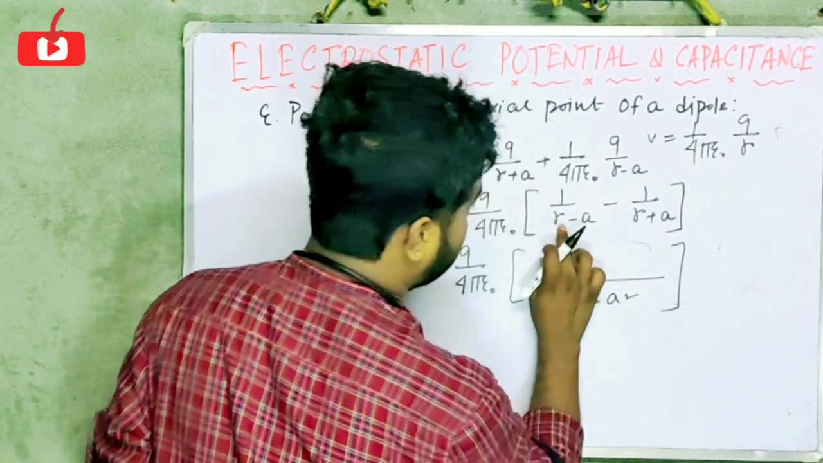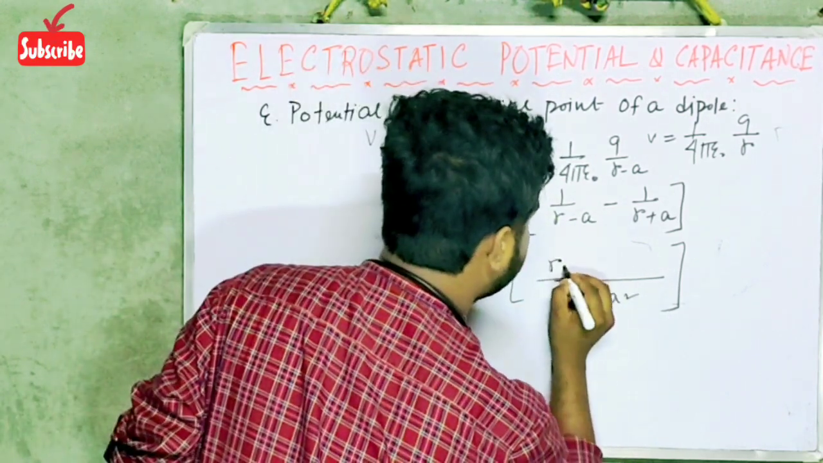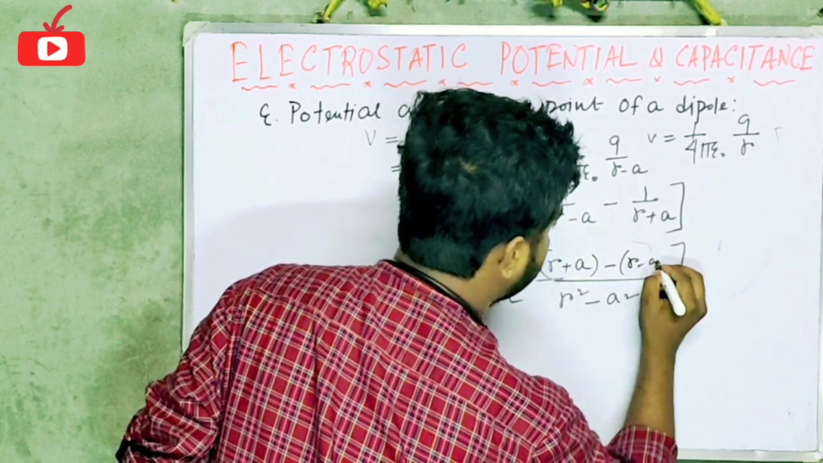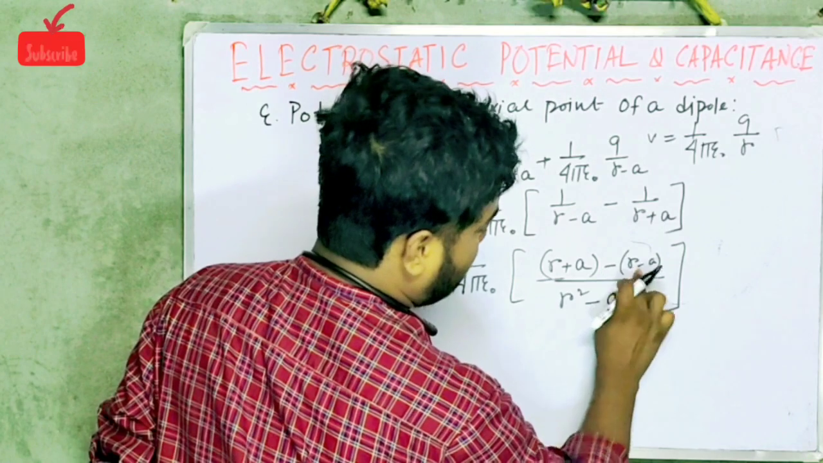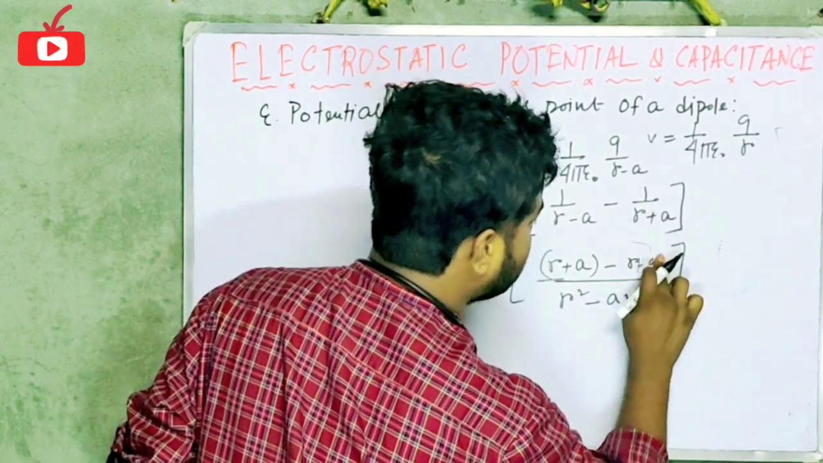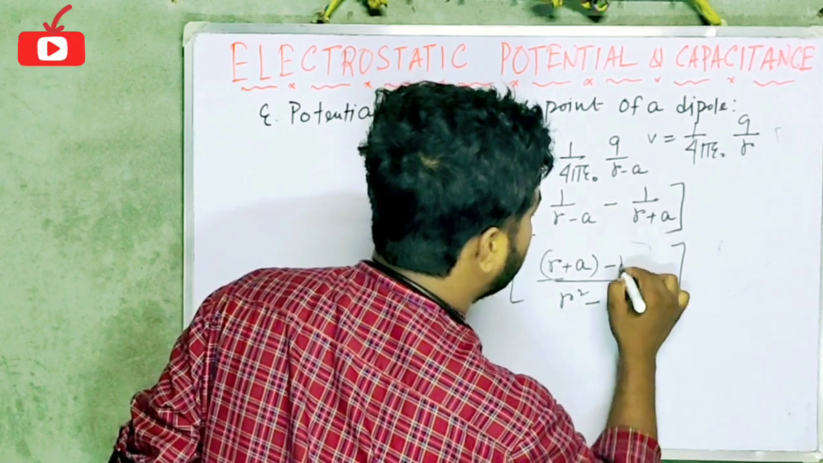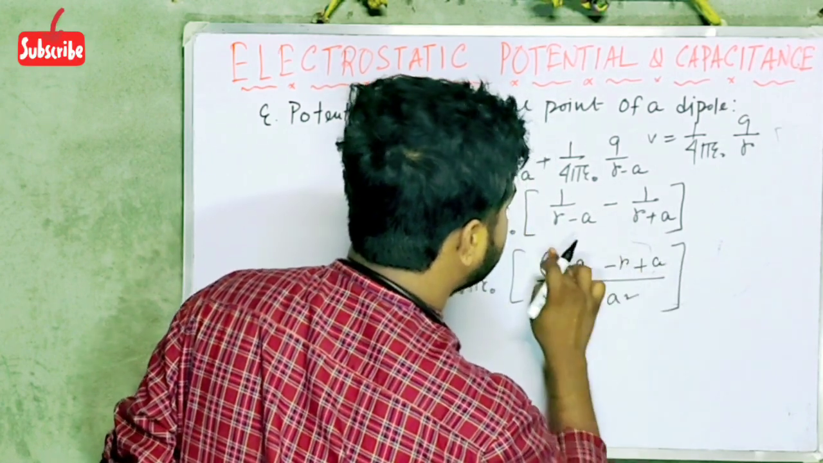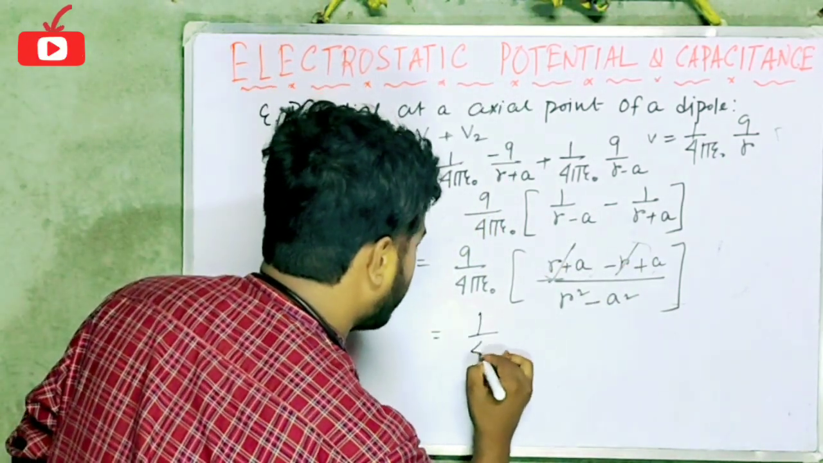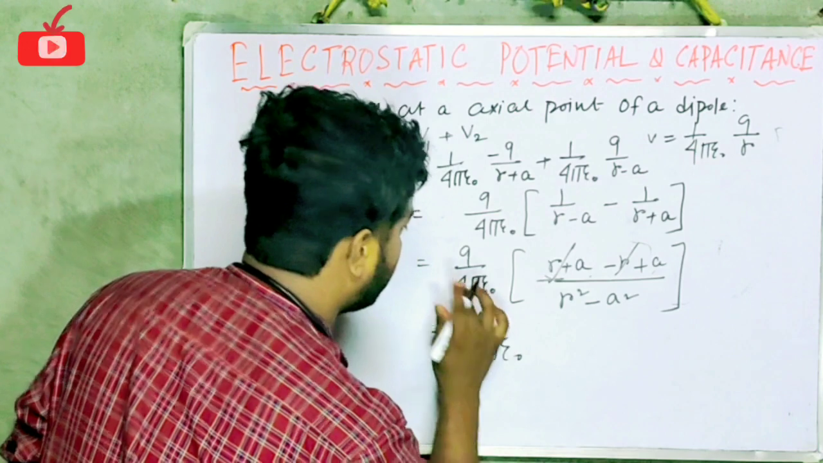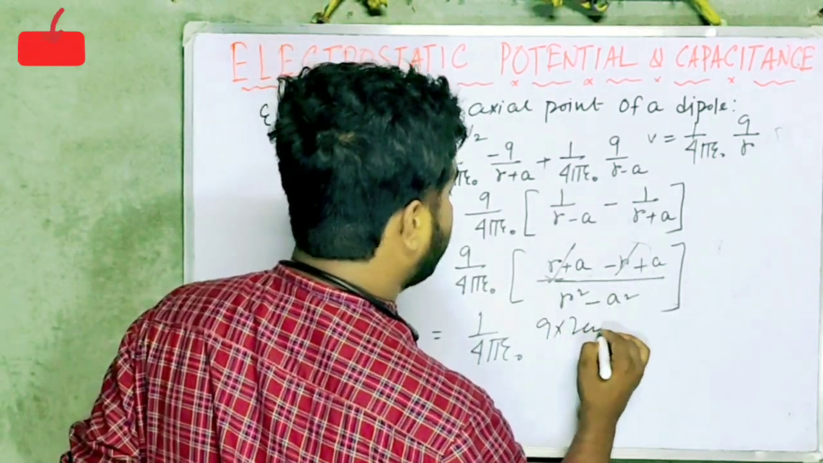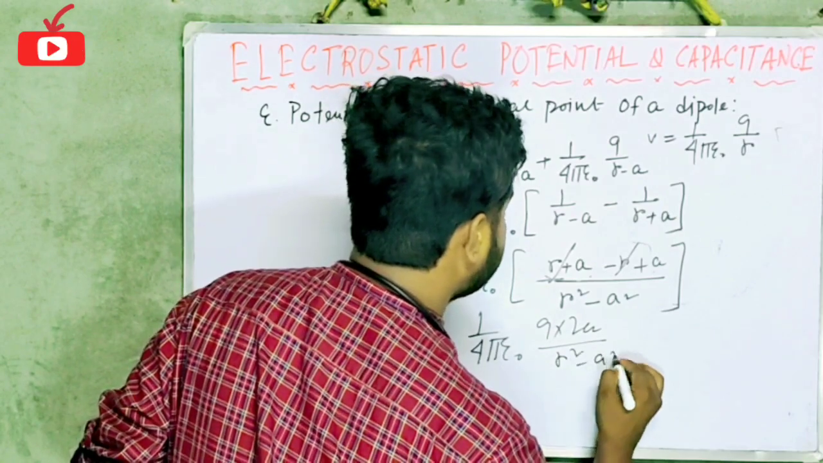For the first part, there is r minus a, so this one will be r plus a, minus of r minus a. The minus sign we distribute here, and simplifying, there is minus r and minus becomes plus a. Okay, minus r plus a. So r cancels out. So this expression will be 1 by 4 pi epsilon naught q into a plus a, that is q into 2a, over r square minus a square.